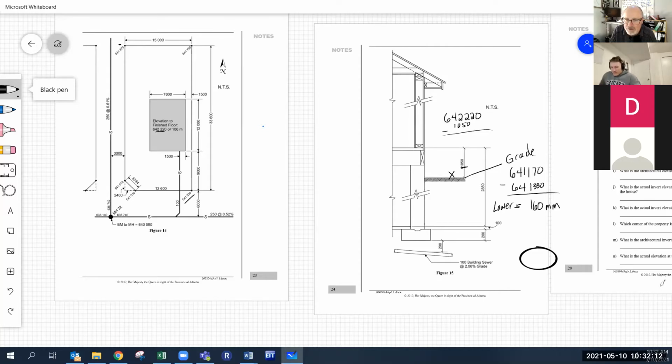Sorry, where'd you get the 1050 from? The 1050 is right here. That is from the geodetic elevation of the finished floor to the grade level of the ground right here. You see it there? Yeah. So this question is a little more difficult to understand because you really have to visualize some of this stuff.